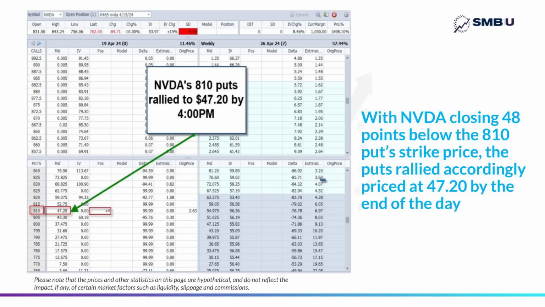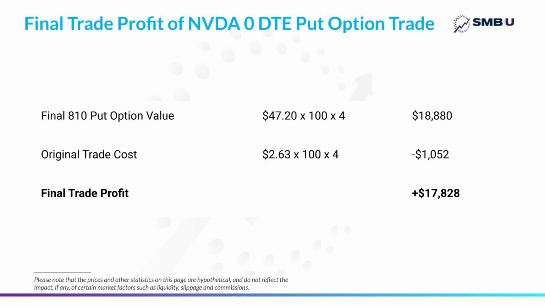And so calculating the final profit on the trade, we subject the current price to the same kind of options calculation, which resulted in a final value of the puts we bought of $18,880, and then subtracting out the trade's original cost results in a final profit of $17,828, which is not bad for a 5-hour trade where our trade entry was pinpointed by using the MACD indicator, as Garrett pointed out earlier.